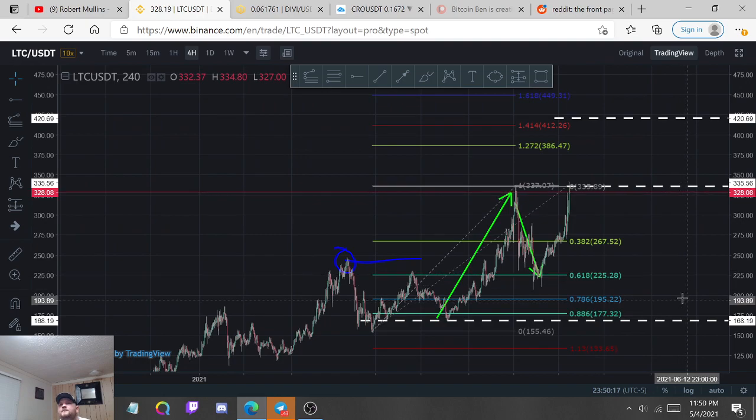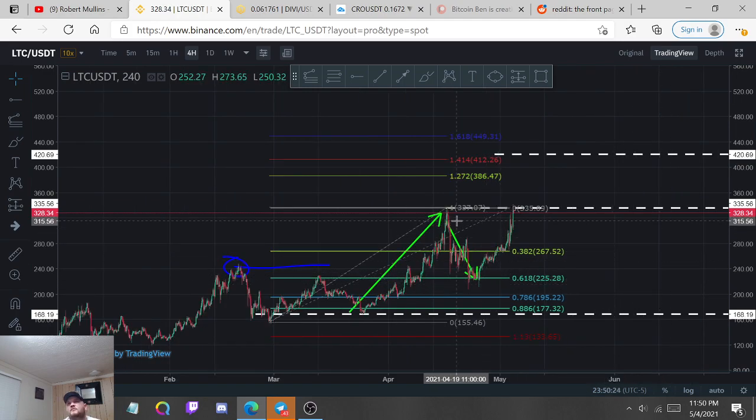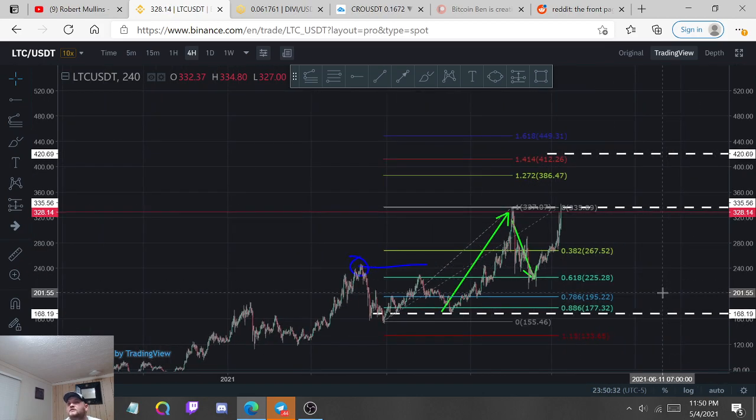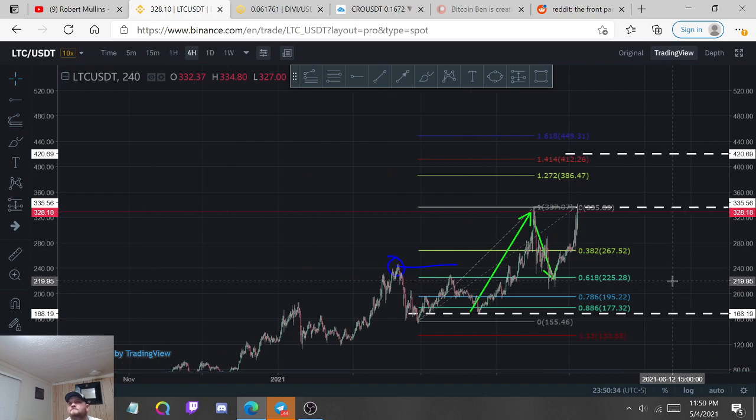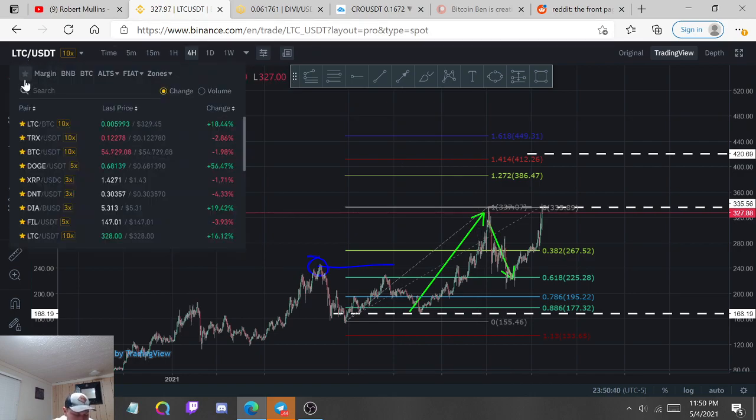So I think Bitcoin has some more room to the upside. I think we could break these highs here at 335 and keep going higher, and maybe pull back, maybe get more buying opportunities. So let's look at XLM real quick.